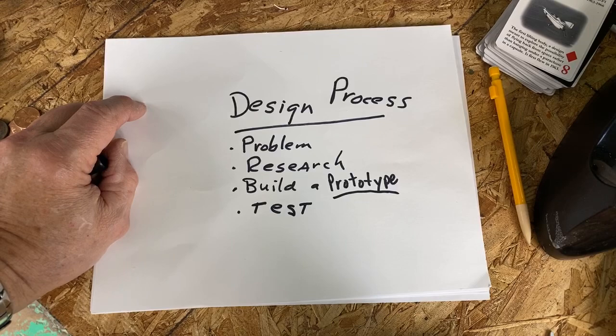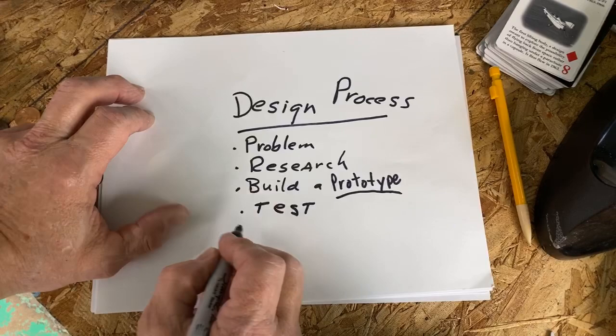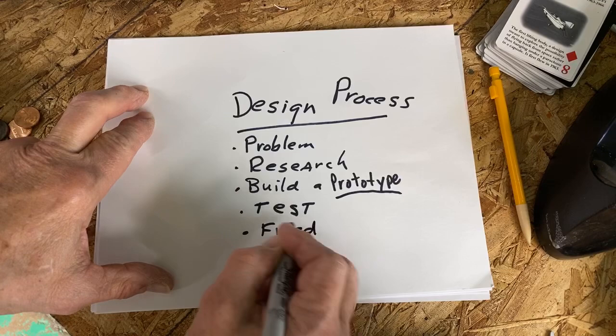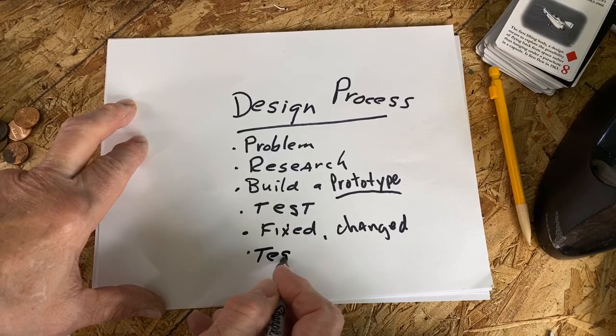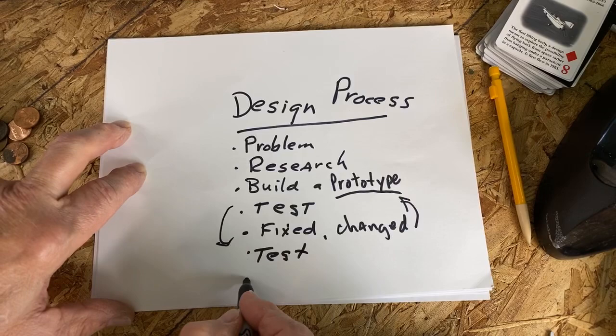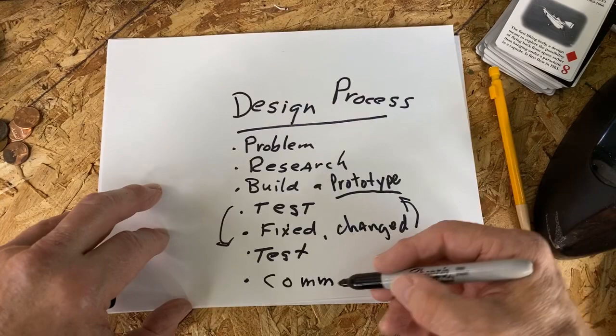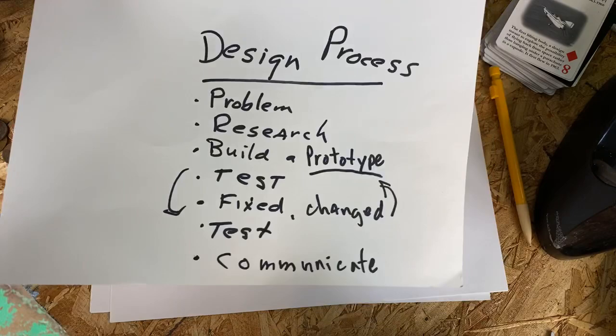You remember when you made a fort in the front room with your blankets and climbed in it, and probably the first thing that happened when you built that prototype is that fort fell down. So you probably then went back and you fixed it, or you changed it, to make it better. And then finally, I bet you tested it again. Now this testing and fixing and testing and fixing goes on and on until finally when you're done, you can communicate. That means tell somebody about it. Communicate your idea. And that is the design process that we're going to use today. We use it all the time. It's a pretty cool process.